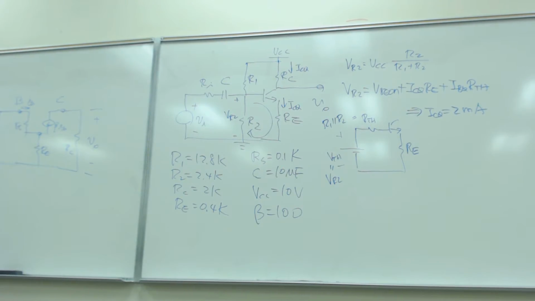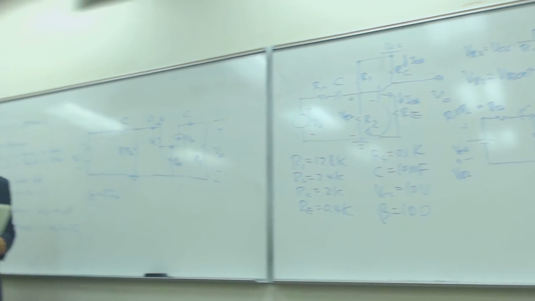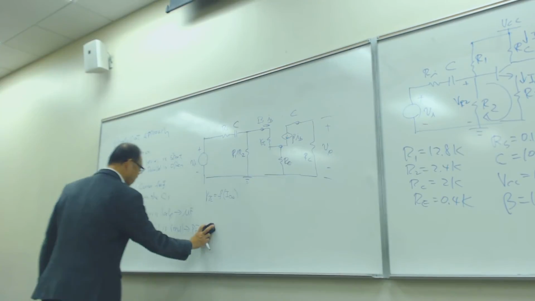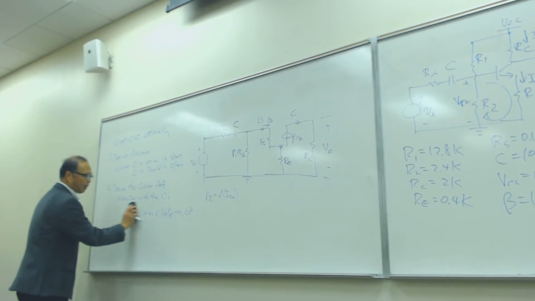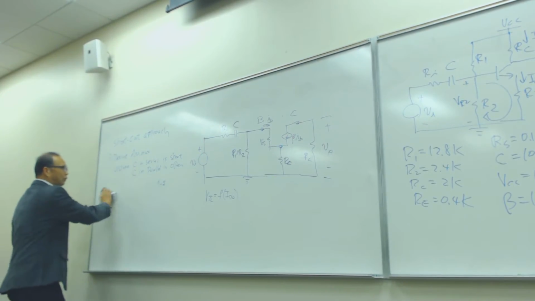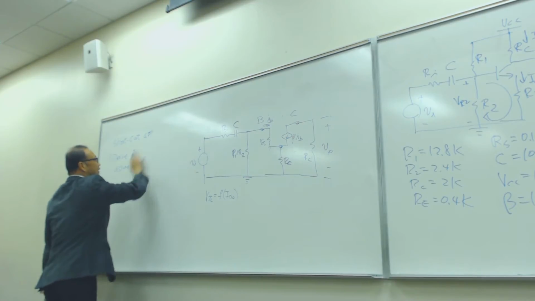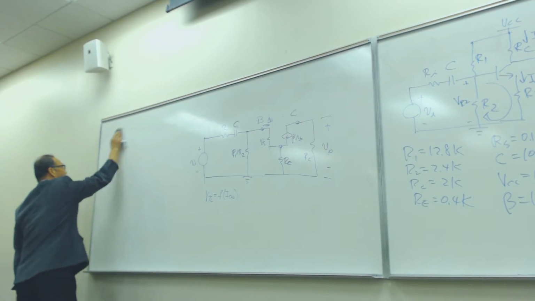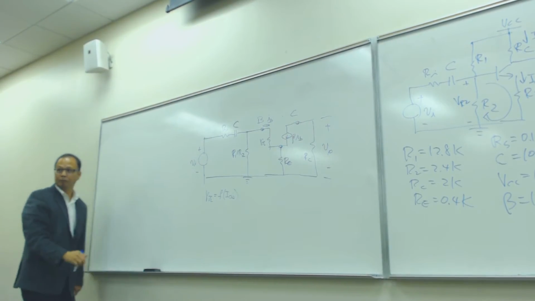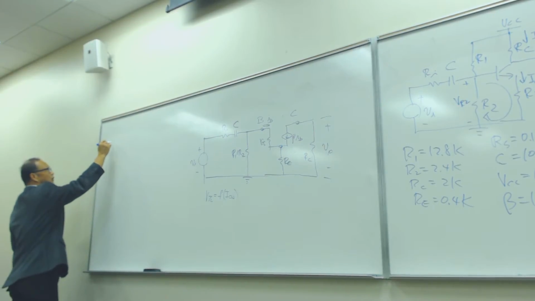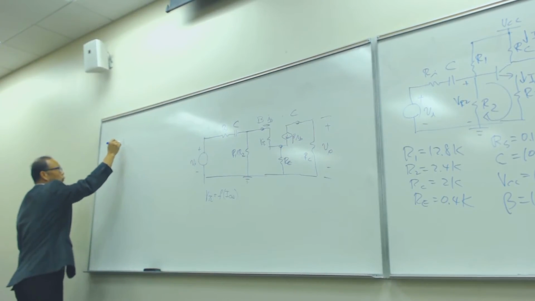Shouldn't that capacitor be shorted? Not yet. Okay, but this is the complete circuit, including the capacitor. So now, if you try to calculate A sub V max, then yes, the capacitor will be shorted. So C is shorted.